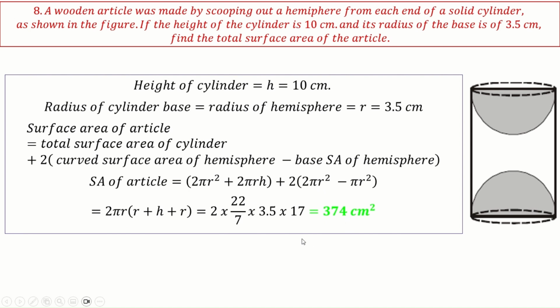So all the problems here are easy. I think you should not go wrong in writing the formula as well as the calculation. These are the two things we should take care of. Then everything is very easy in this chapter.